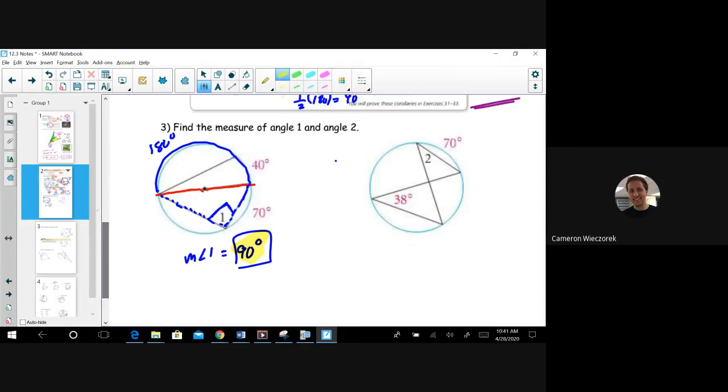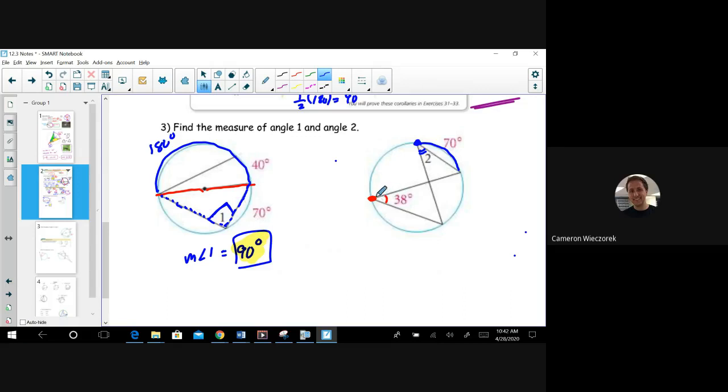Second one, we have a 38-degree angle. I notice that's an inscribed angle because the vertex is on the circle. So that one's 38. They tell me that this arc over here, I'll do it in blue, from here to here is 70. And our goal is to figure out what's angle 2. Okay. Well, first thing I'm going to do, I'm just going to notice angle 2 is an inscribed angle. I'm going to put my vertex there. Okay. Let's see what we got.